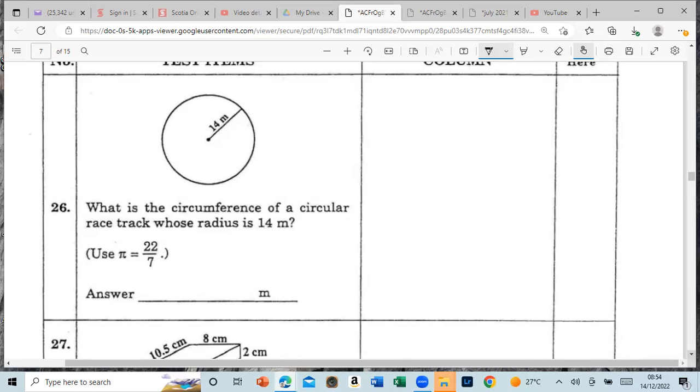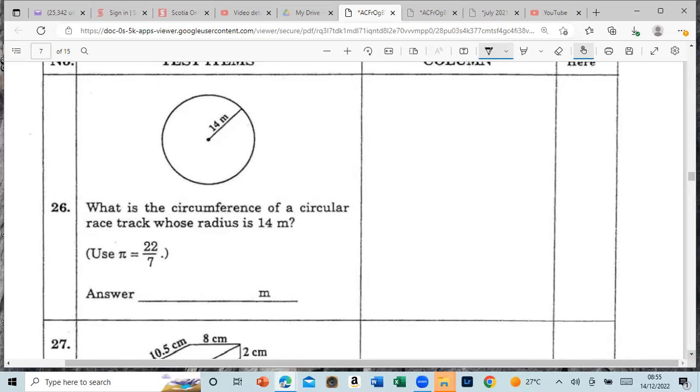Let's move on to 26. It says, what is the circumference of a circular racetrack whose radius is 14 centimeters? And it says, use pi to be 22/7. Now, how do we find the circumference of a circle?